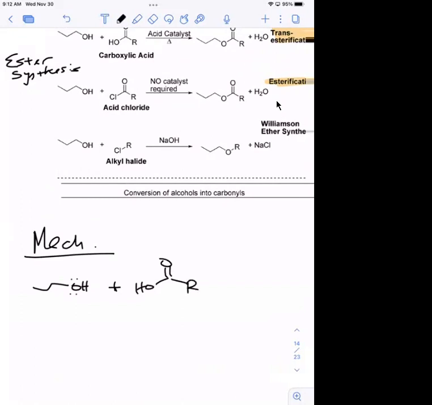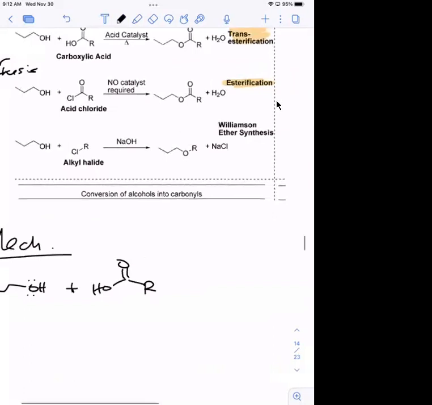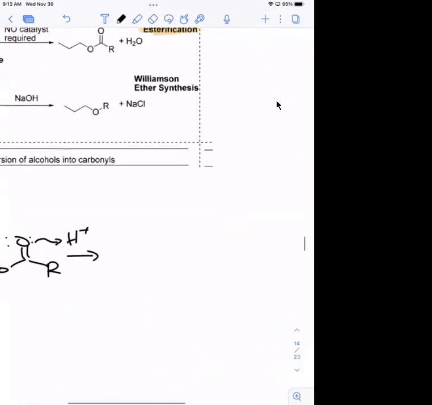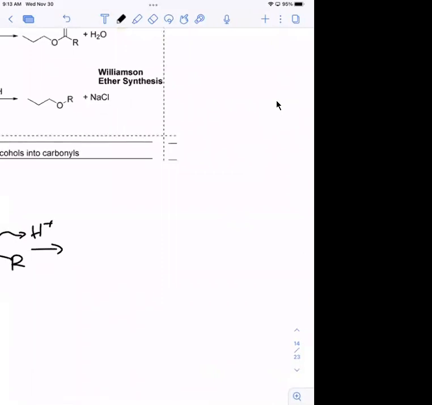And I'll just leave that as an R group, right? In this reaction, that catalyst is going to be some dilute acid. So what you end up doing first is protonating, doing proton transfer with the carbonyl, and that will activate the carbonyl to react faster. That's why it's called a catalyst.